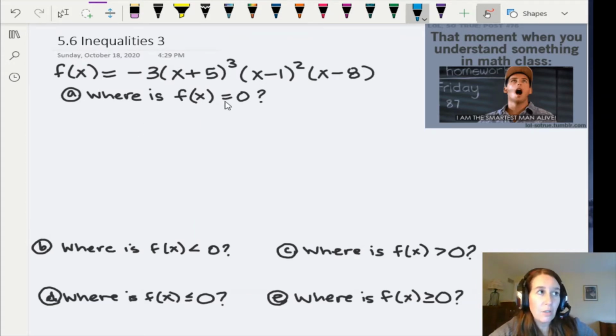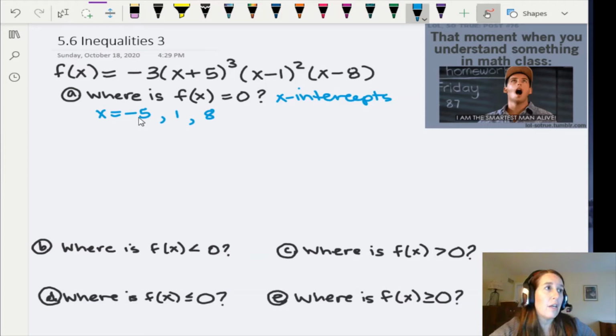The first thing it asks is, where is f of x equal to 0? So where the function equals 0 is the x-intercepts, or the zeros. Okay, you can see we have a few of them. Now, -3 does not have an x with it, so that is not a 0. We have x plus 5 to the third equals 0, so x equals -5 from this one. X minus 1 squared equals 0, so x is equal to 1 here. And then x minus 8 equals 0, so x is equal to 8. So the answer to part A is -5, 1, and 8. That's where f of x equals 0.